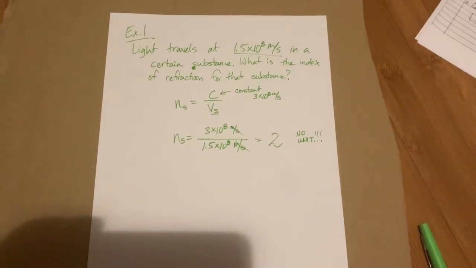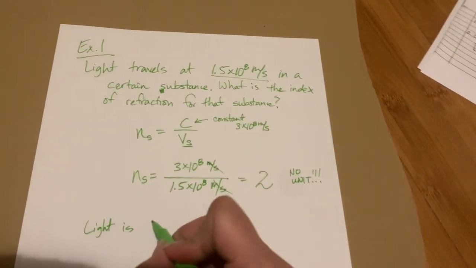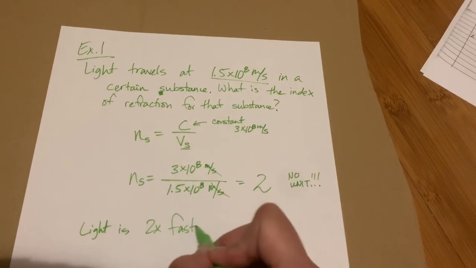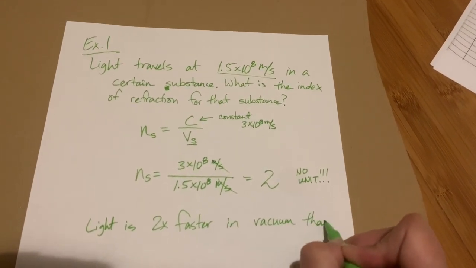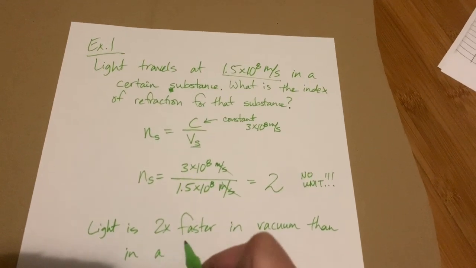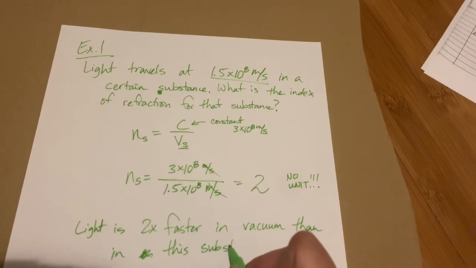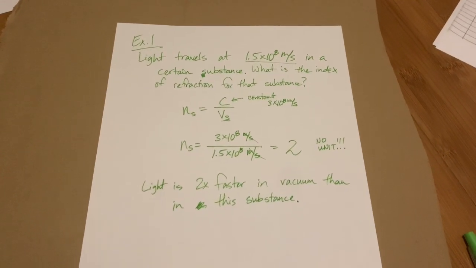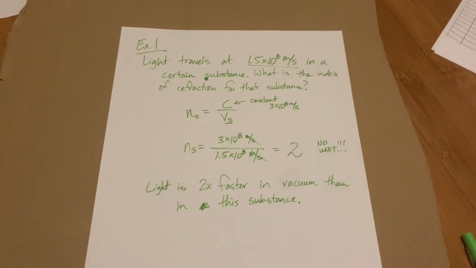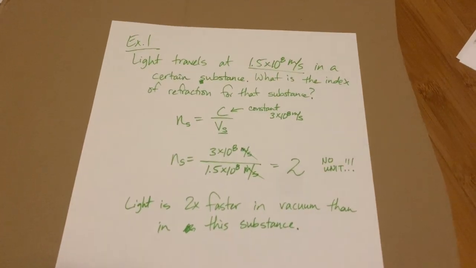Now, what does this number mean? An index of 2 means that light is 2 times faster in a vacuum than in this substance. That's what it means. Now, instead of saying 2 times faster, we could say it's twice as fast. Now, this is just a random one, right? Why don't we do a for realsies?